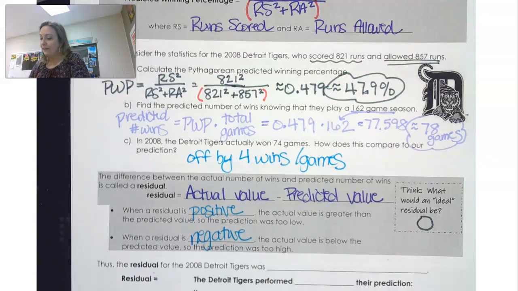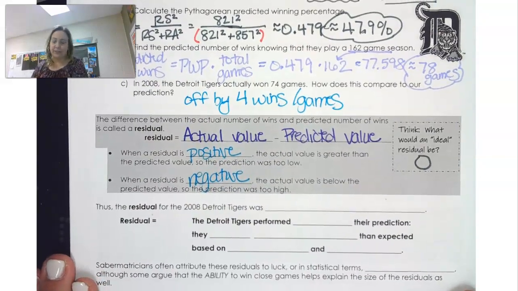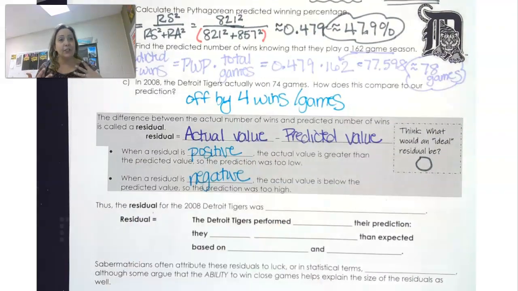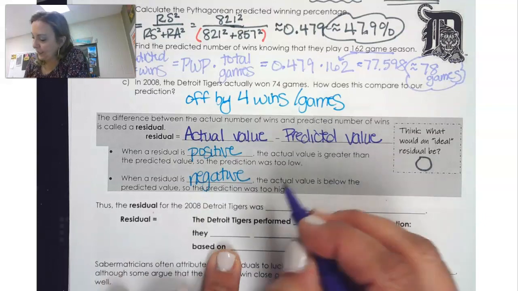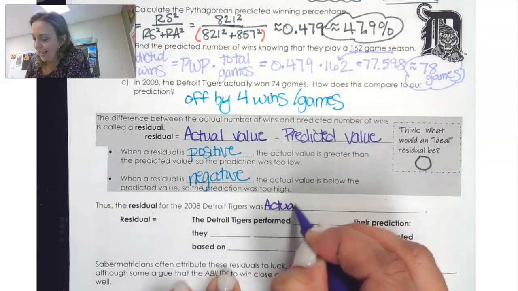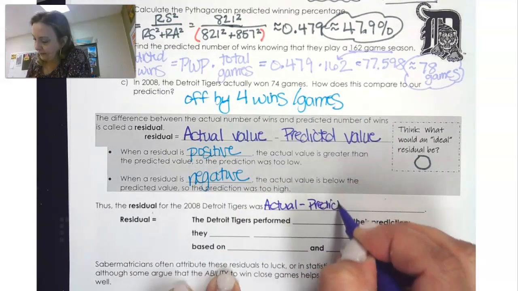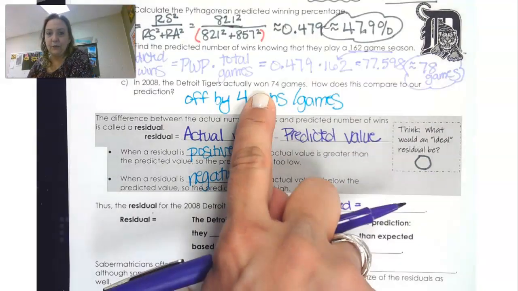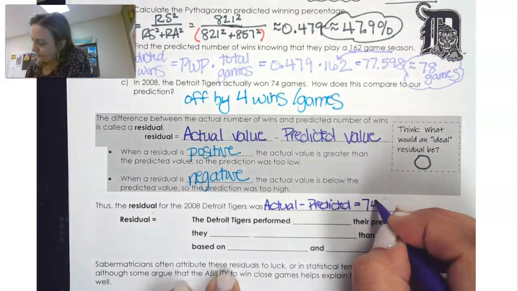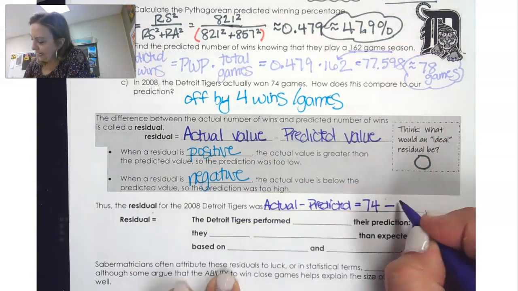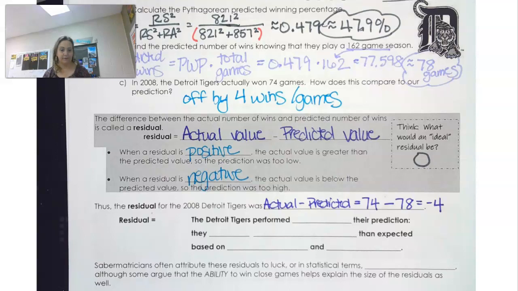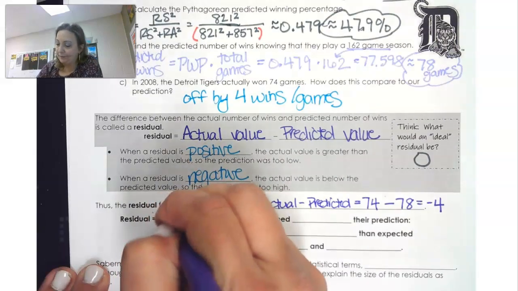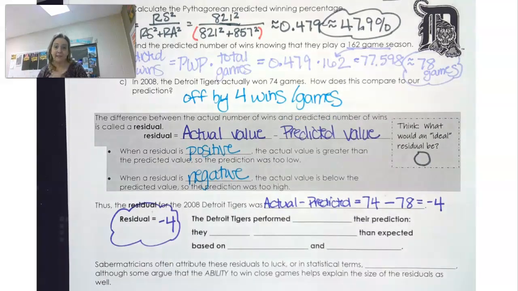Okay. Well, let's calculate the residual for the Detroit Tigers. Here we just said off by 4, but now we're actually going to give a sign. We're going to say if it's going to be positive or negative. And so again, to find the residual, just to drive this home, we're going to take the actual minus the predicted. So the actual was 74. Our prediction was 78. So that's -4. So that's our residual. Our residual then we can say is -4.